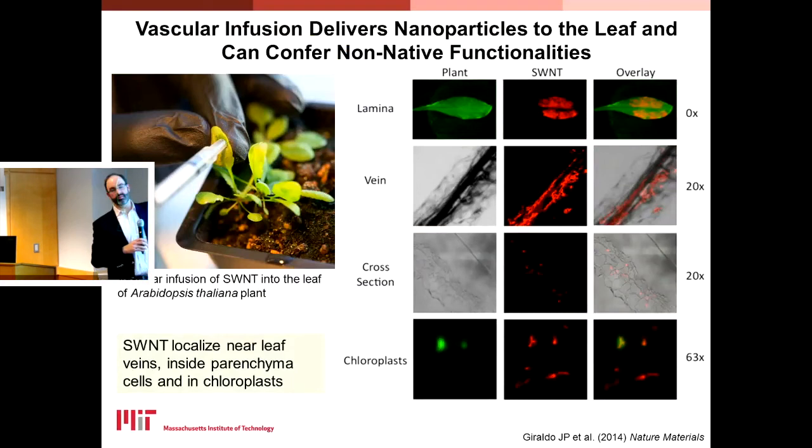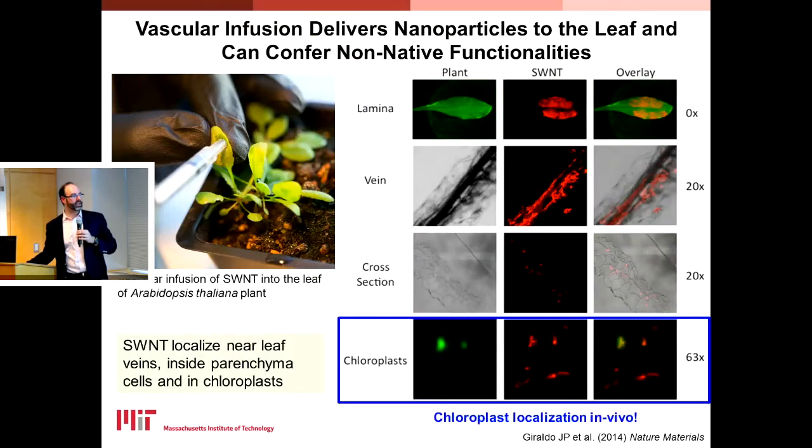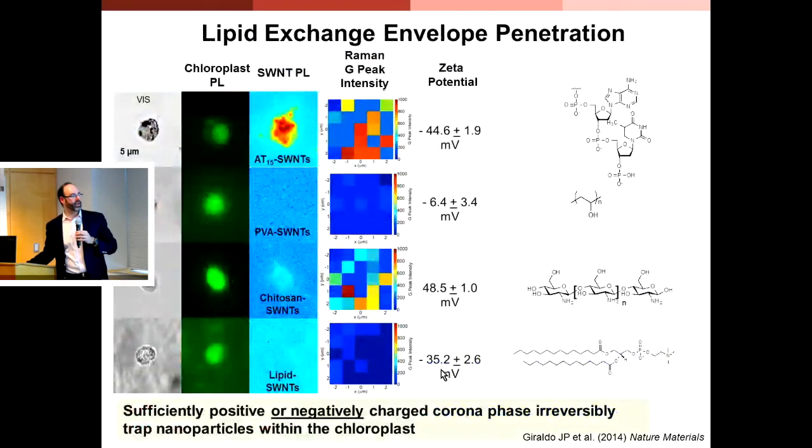So here we're introducing them into the mesophyll, into these air spaces where there's fluid in the leaf, and then the particles will traffic and find their way into plant cells. They'll actually go into the chloroplast even in vivo. This is chloroplast fluorescence, and you're seeing co-localization with carbon nanotube infrared fluorescence. So even in vivo, you'll find irreversible trapping of nanoparticles of a certain kind inside the chloroplast.